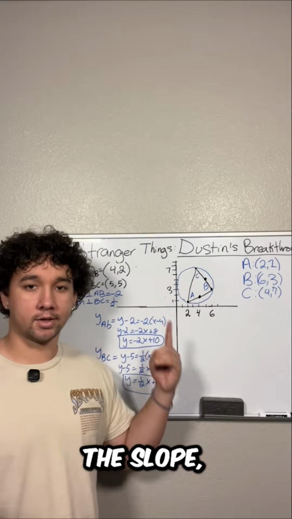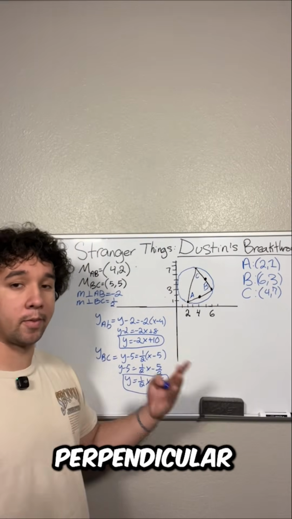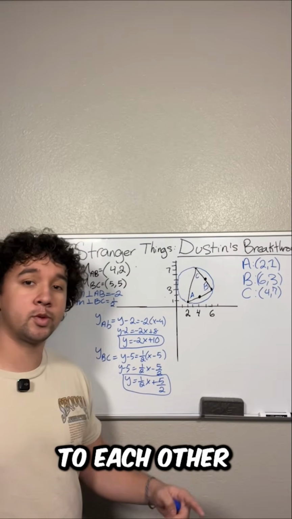After finding the midpoint and taking the slope, I put them into point slope form to find the actual perpendicular bisectors. Now what I'm going to do is set them equal to each other to find that center.